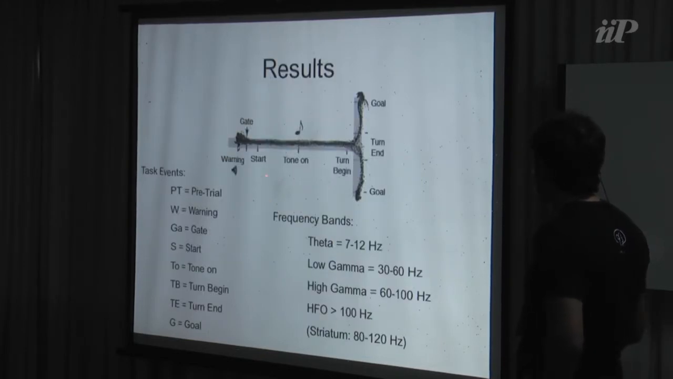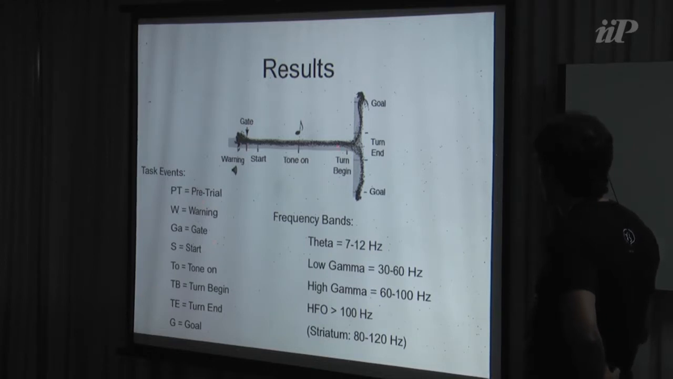And I'm going to show the results of this analysis. You're going to see these abbreviations here. Each abbreviation stands for the position of the maze where the animal was. You don't have to know them by heart, but just keep in mind that the animal is going through the maze: it passes through the gate, this is the start region, starts to listen to the tone, starts the curve, finishes the curve, and reaches the goal. And we looked at these frequency bands for reasons that will become clearer.